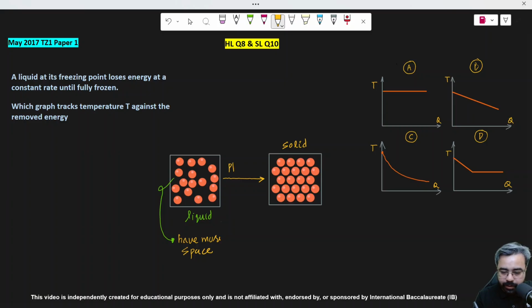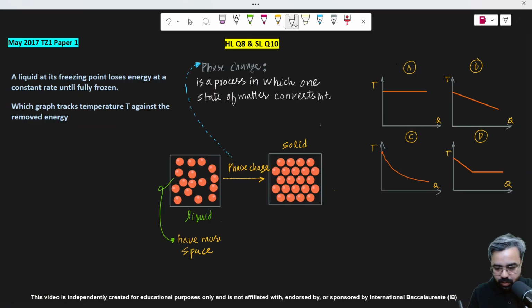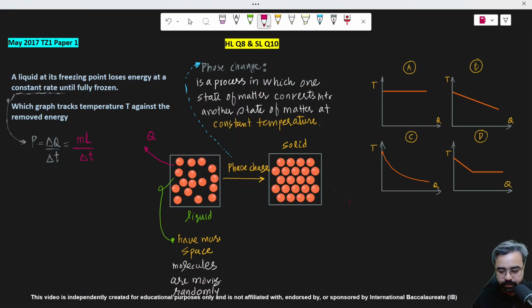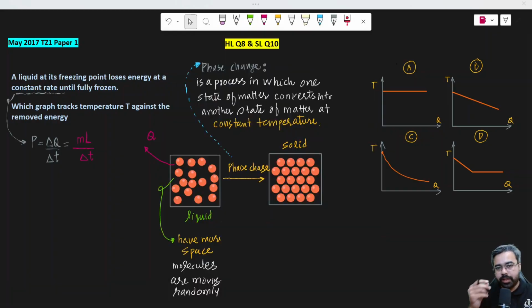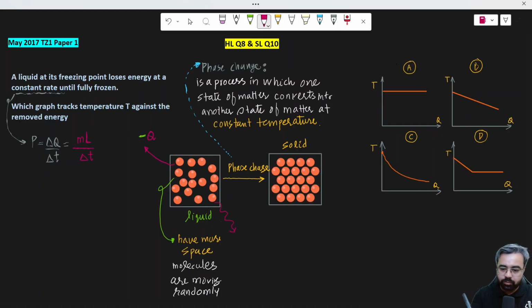So basically, what is a phase change? First of all, try to understand this. It is a process during which one state of matter converts into another state of matter at a constant temperature. Now one valid question that someone can ask: if the temperature does not change, then why is that? Because the heat is continuously going out of the system. Heat is coming out of the system by some mechanism, so then why is the temperature not changing?